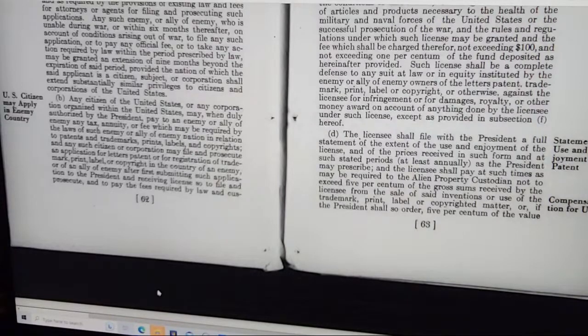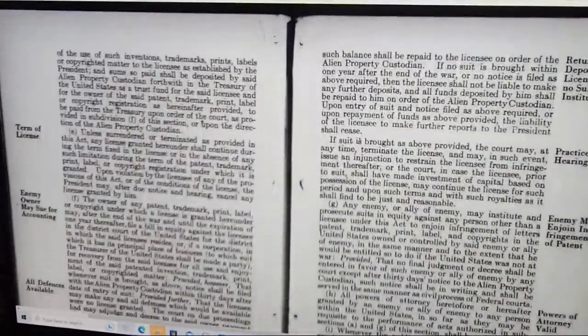licensee from the sale of said invention or use of the trademark, print, label, or copyrighted matter, or if the President shall so order, 5% of the value of the use of such invention, trademark, print, labels, or copyrighted matter to the licensee as established by the President, and sums so paid shall be deposited by said alien property custodian forthwith in the Treasury of the United States as a trust fund for said licensee and for the owner of the said patent, trademark, print, label, or copyrighted registration as hereafter provided, to be paid from the Treasury upon order of the court as provided in subdivision F of this section, or upon the discretion of the alien property custodian.